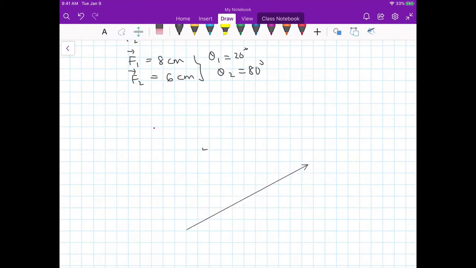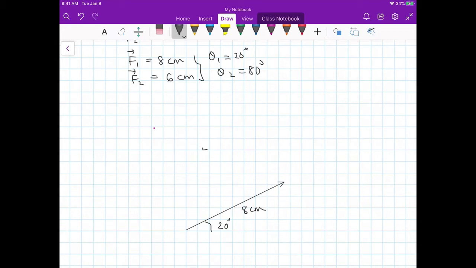This is an approximate. I'm not properly using 1, 2, 3, 4. Let me use something like that. So let's say this is 20 degrees. Remember, how do I know? I'm using a protractor. You must use a protractor, otherwise you will not know. And how do I know? The length of this line is 8 centimeters.